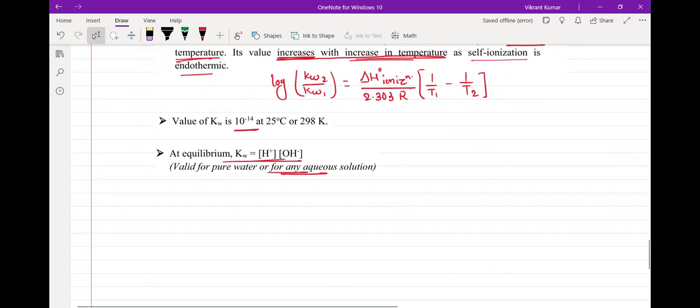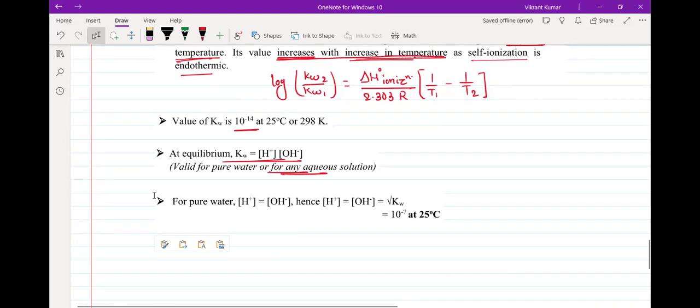But if I am talking particularly about pure water, we'll say that H plus and OH minus both will be equal. And if both are equal, then the value of each will be root KW, because their multiplication is KW, right? Is it okay? Any doubt in this part?